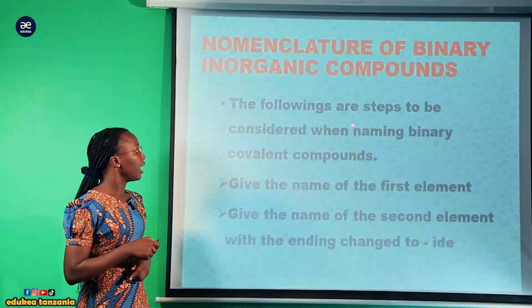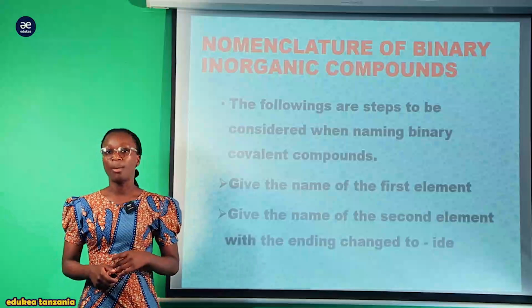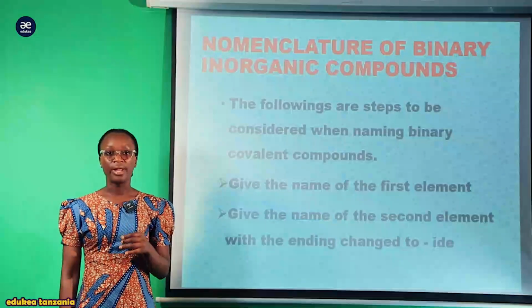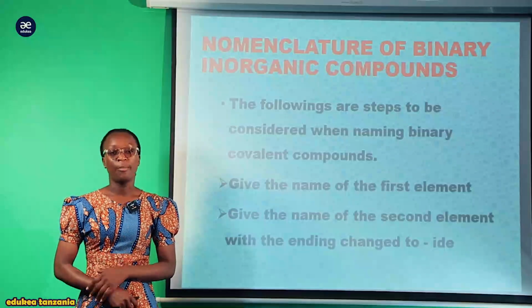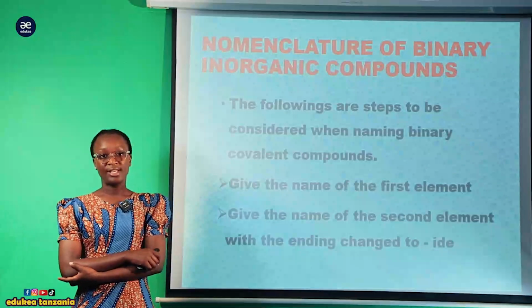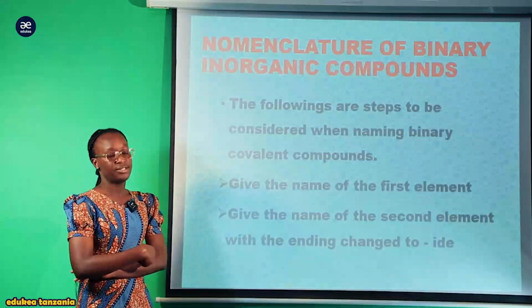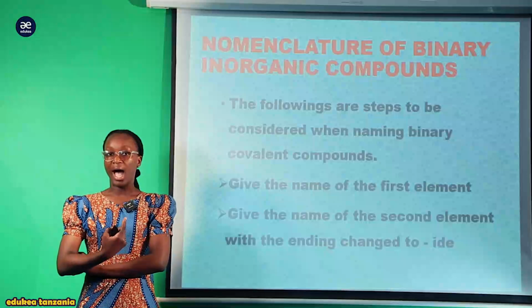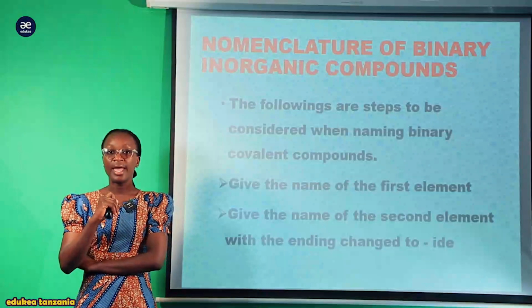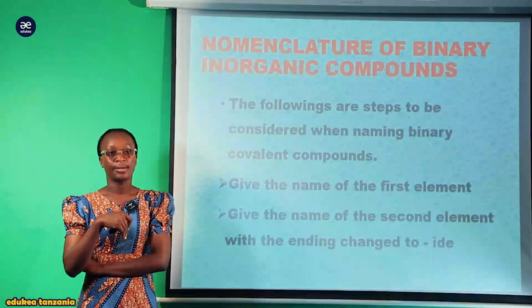Now, the following are steps to be considered when naming binary covalent compound. Kwamba okay, tumeona zile prefixes ambazo zinatumika katika kuname hizi binary covalent compound, lakini kuna steps za kufollow ili kuweza kuname hizi binary covalent compound. The first step is give the name of the first element, the same as in the ionic binary compound. Kwamba cha kwanza tunatoa the name of the first element, jina la element ya kwanza.